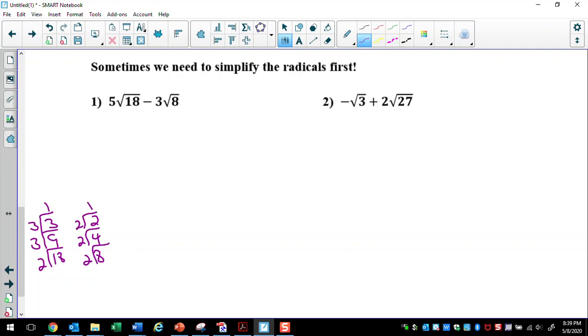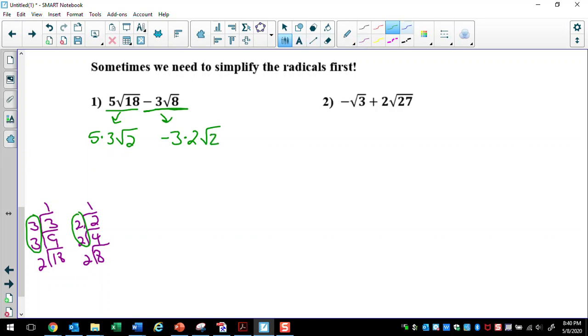So here's what we have. I got a pair of 3s and I have a pair of 2s. So right now this is what we're looking at. This one here looks like this. I got 5 times, I have a pair of 3s and a 2 left over. This one here, I'm going to get that negative sign, looks like this. Negative 3 times, I have a pair of 2s and then a 2 left over.